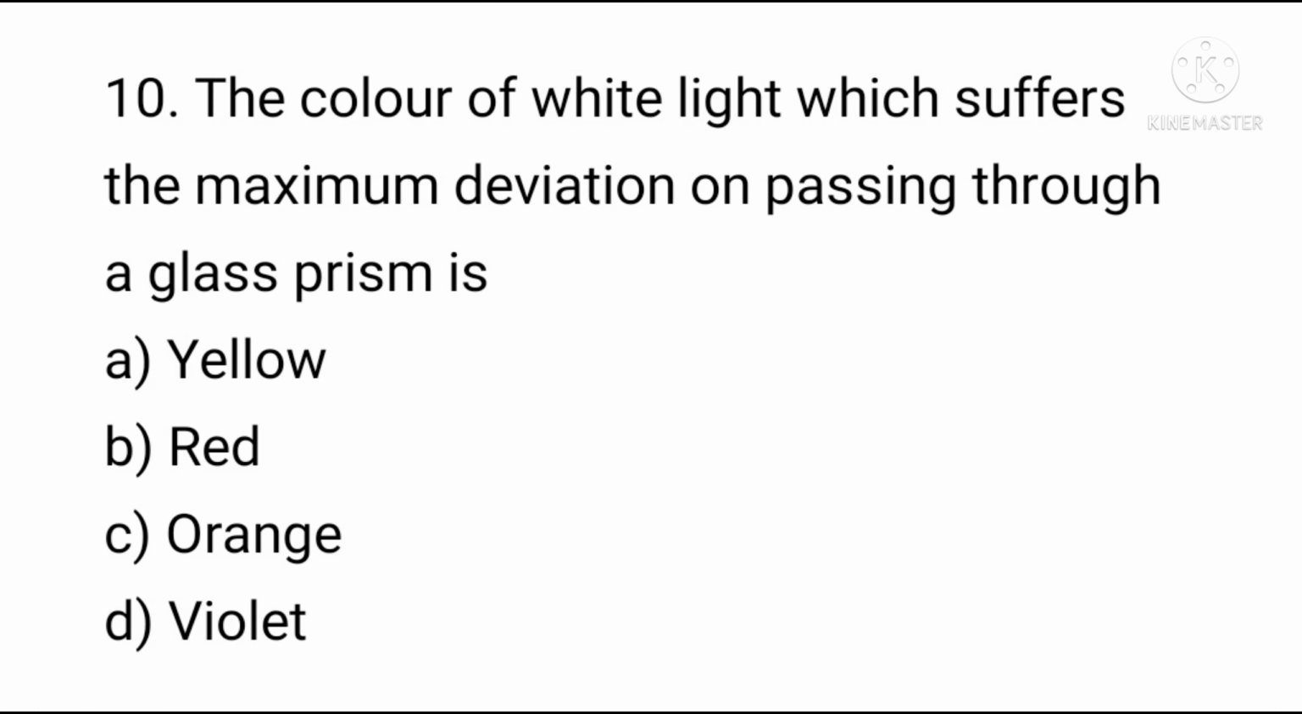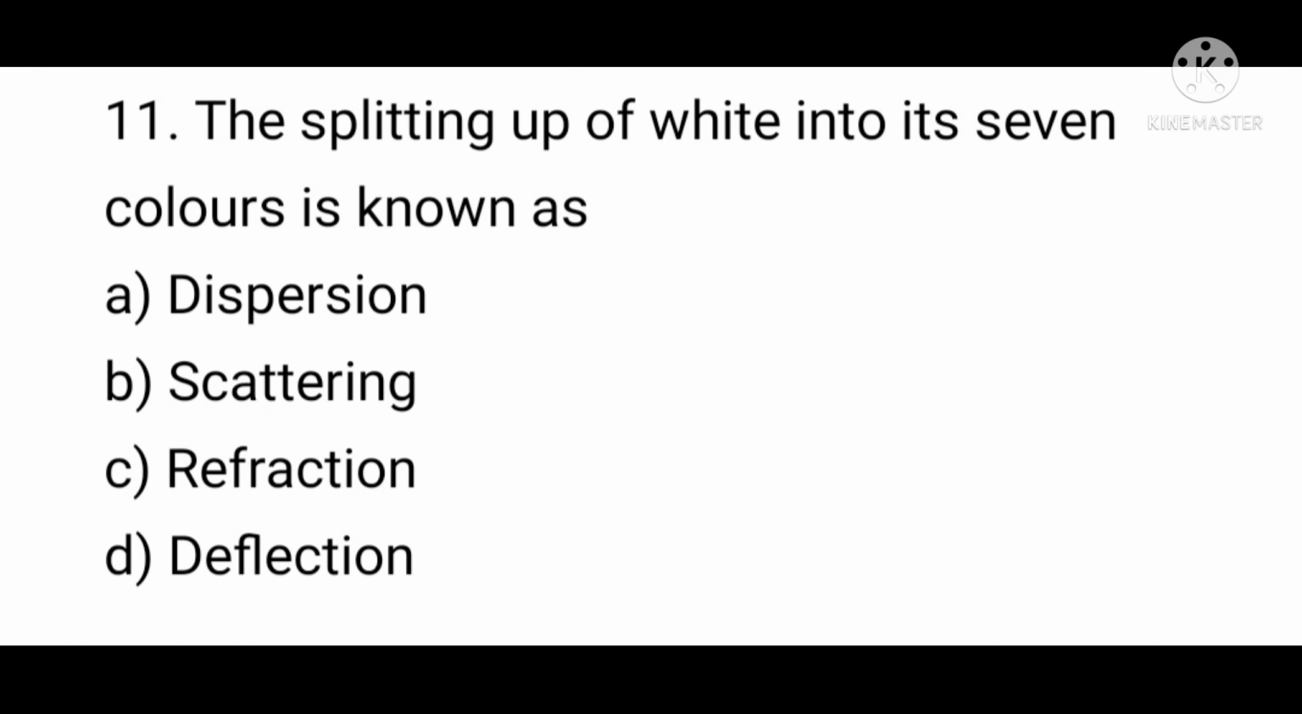Question number 10. The color of white light which suffers the maximum deviation on passing through a glass prism is option A, yellow, B, red, C, orange, D, violet. Here the answer is option D, violet.